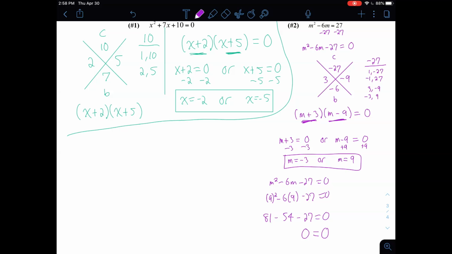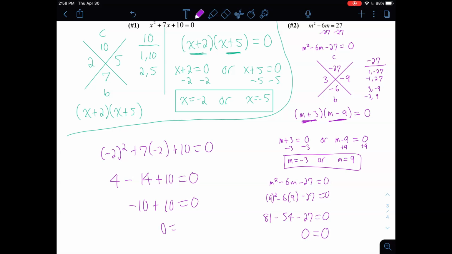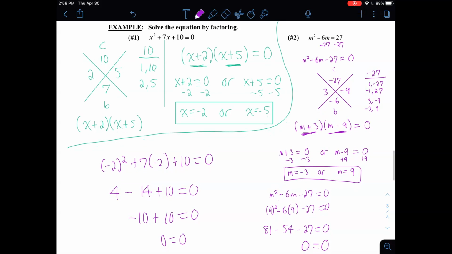Okay? You could also over here plug in negative 2. So it would be negative 2 squared plus 7 times negative 2 plus 10 equals 0, which would be 4 minus 14 plus 10, which equals 0. That'd be negative 10 plus 10 equals 0, which is 0 equals 0. Okay? So yeah, basically we're looking for zeros. That's what this is kind of called.